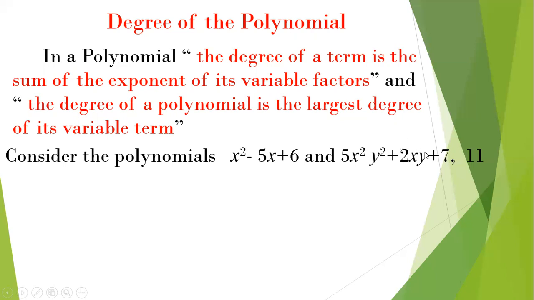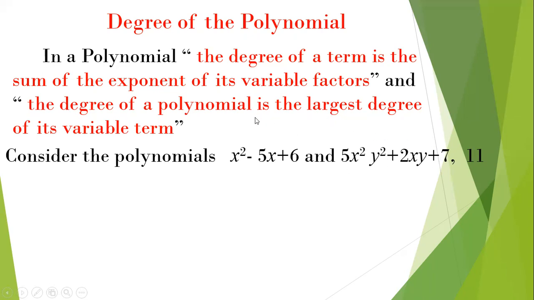Coming to the second term, 2xy. Here the variables are x and y. The degree of x is 1 and the degree of y is 1. So the degree of the total term is 2, because 1 plus 1 is 2. And the degree of this 7 is 0 because there is no variable beside it. That is why it is a constant term. After comparing all the degrees of the terms, what you observe is that the largest degree of a variable term is 4. That means the degree of this total polynomial is 4.